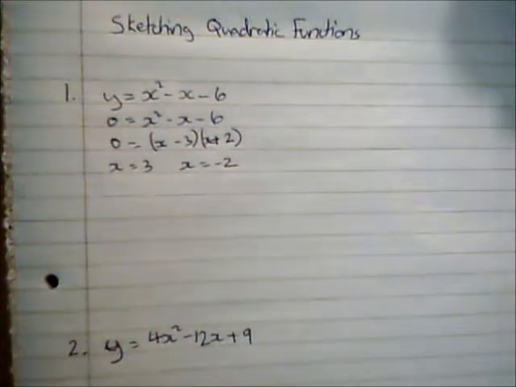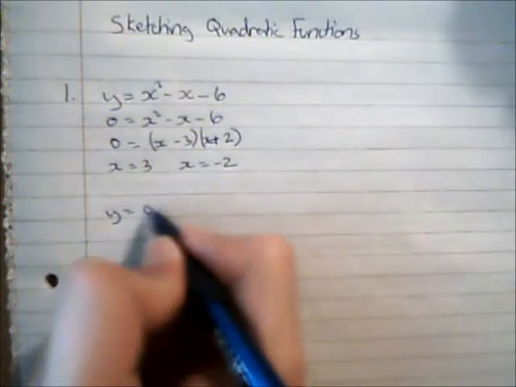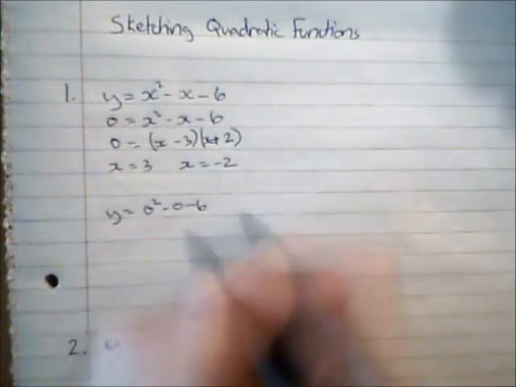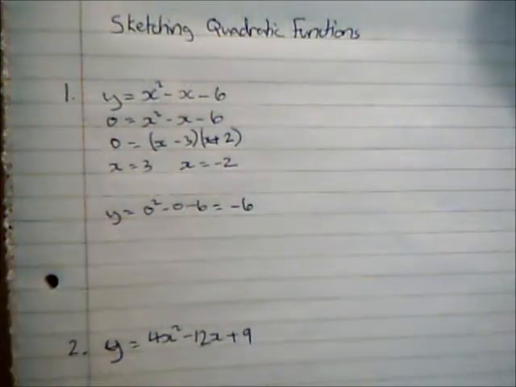Now to find the y-axis intercept, I'm going to make x 0. So y equals 0 squared minus 0 minus 6. So that's negative 6. So I've got my intercept.